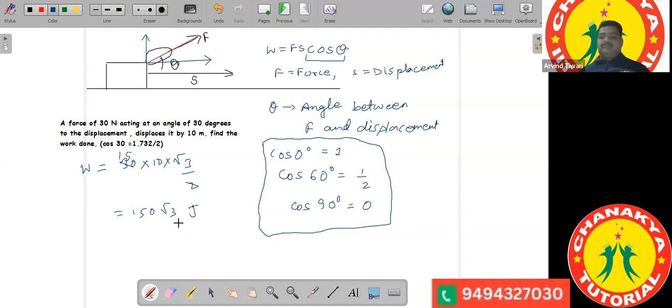Wait, sir, but you put cos 30 over there as 1.732 by 2. So that 1.732 is the same as under root 3. Okay, so you can even multiply this, you will get the same thing. Multiply this 150 by 1.732. That's 259.8.